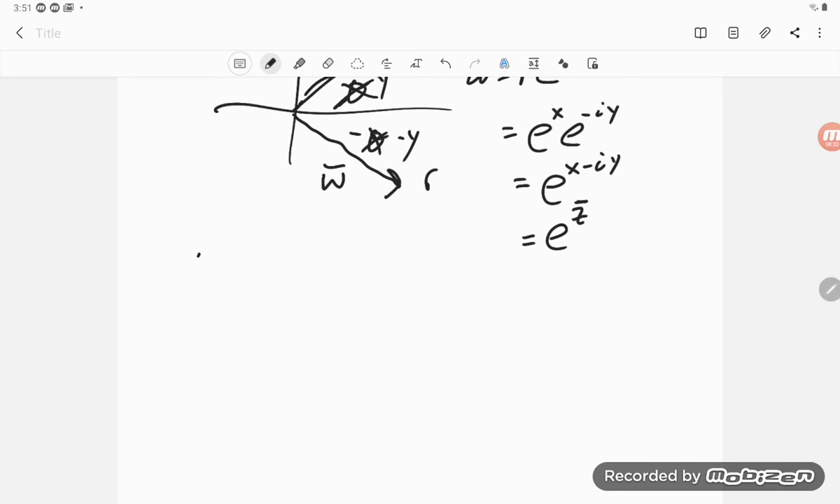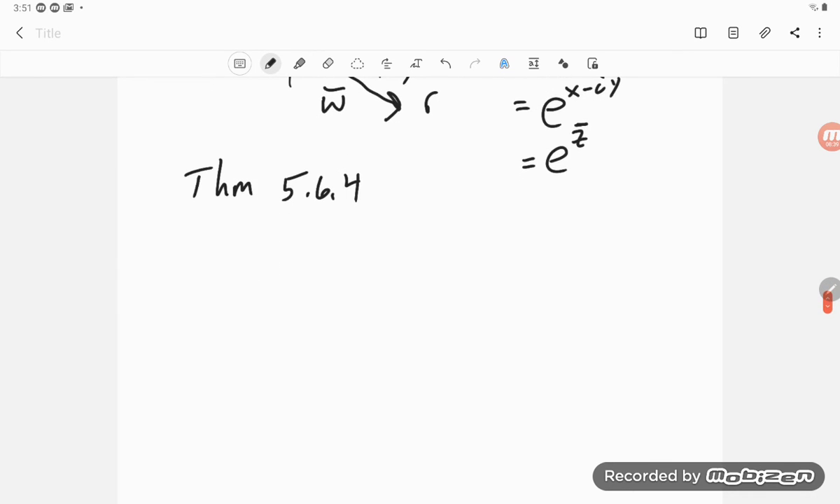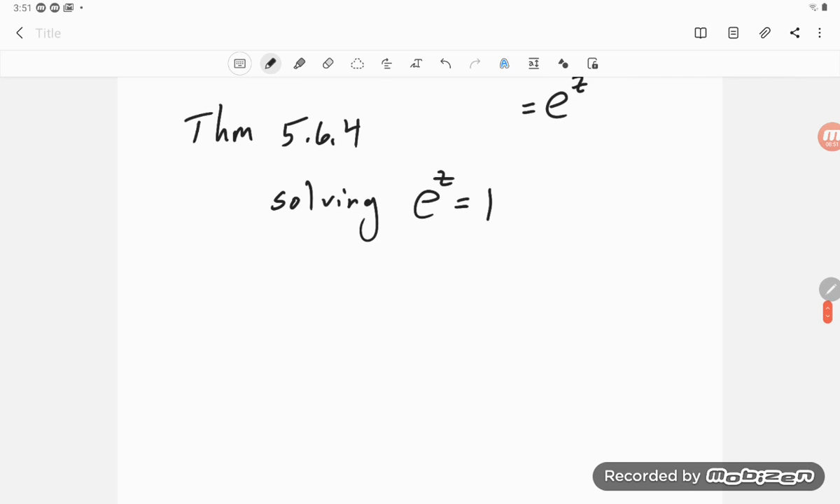And then theorem 5.64, they say when you're solving e to the z equals 1 has z equal 2k pi i for k any element of the integers. Now, we have a lot of z's hanging around here, but the double lines are for the integers.